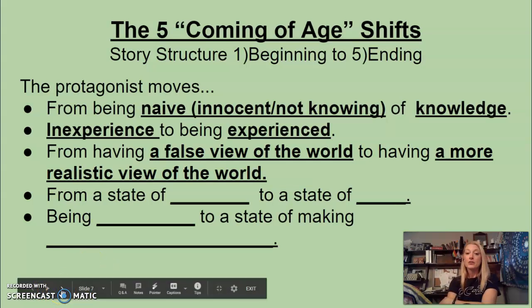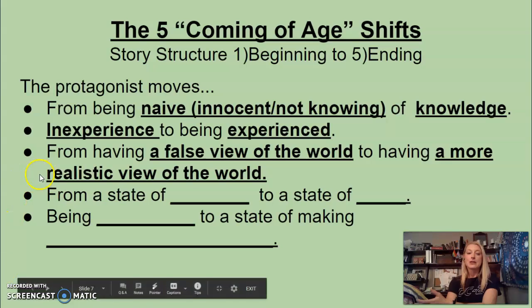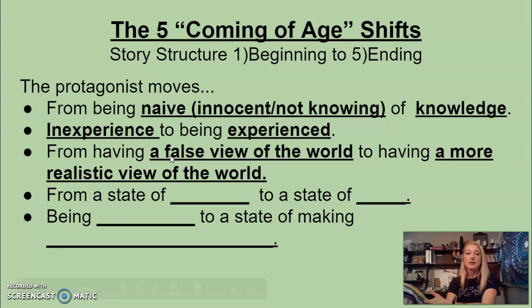From having a false view of the world to having a more realistic view of the world. So these are things where, as people are little, they believe that all people are nice. I know it's a really general example, but then you have a more realistic view of the world, and as you grow older, you go, oh, not everybody's my friend. Some people are nice, some people are not.